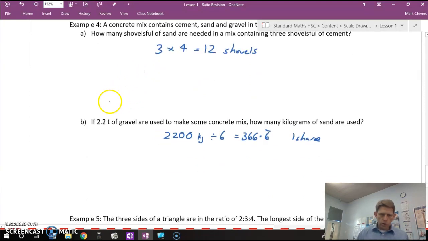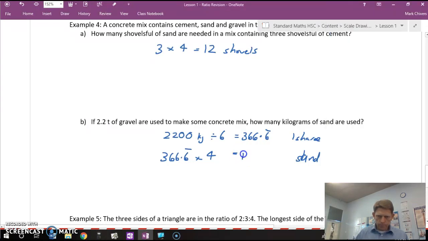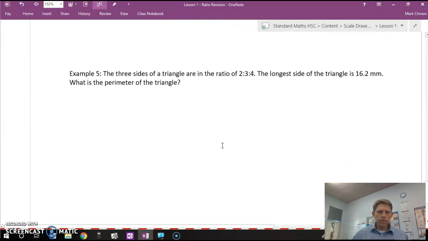But to find out 4 shares, I need to go 366.6 recurring times by 4 will give me the total amount of sand. Oops, sand. So if I put that into my calculator, now I've still got that up on my calculator, so I can just hit times by 4 equals, and I'm going to get 1466.6 repeating. I'll go to 1 decimal place and round it there. Okay. Now, what have I got left? This is the last question, so I've probably got just enough time.